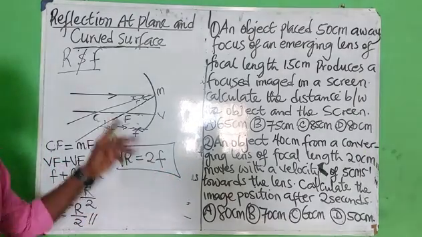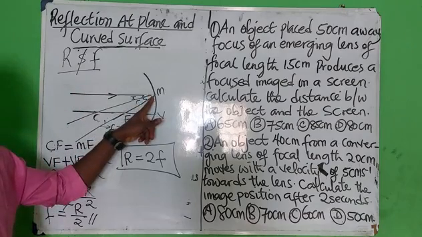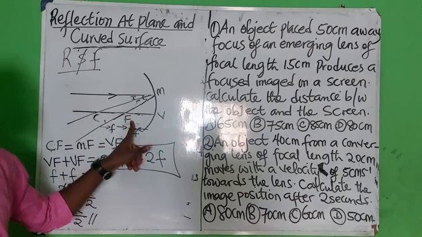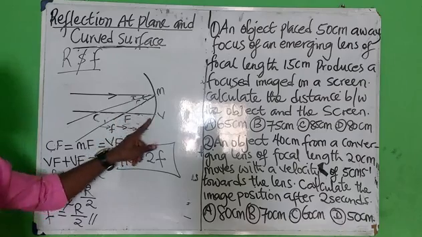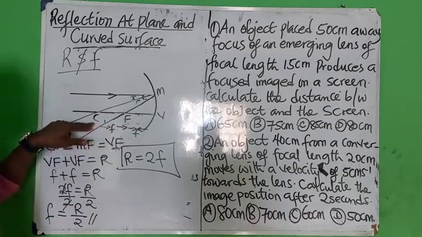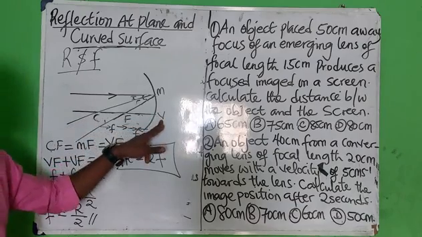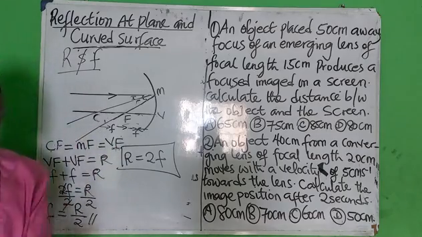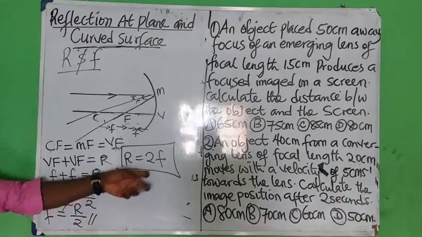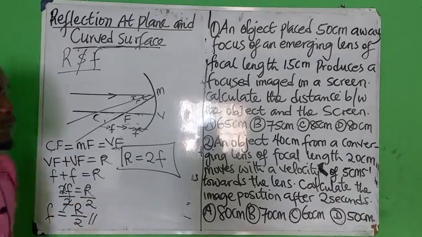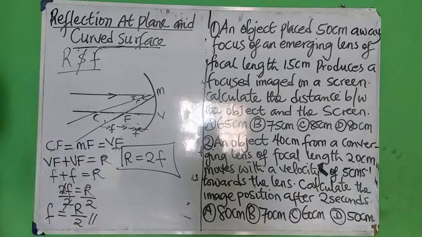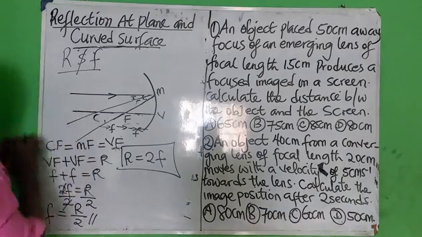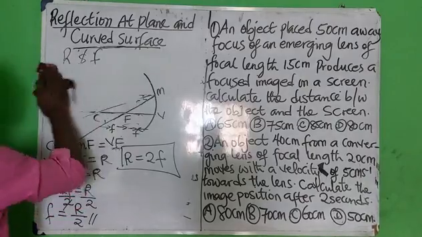Don't forget, the region where this reflected ray cuts the principal axis is called the principal focus. From here to here you have your F, from here to here you have your F. So the distance between this and this is called big letter R, which is the radius of curvature. So from what I've done, you definitely have the radius of curvature to be twice that of the focal length. So please take note of that. It is very, very easy. So don't forget this formula.